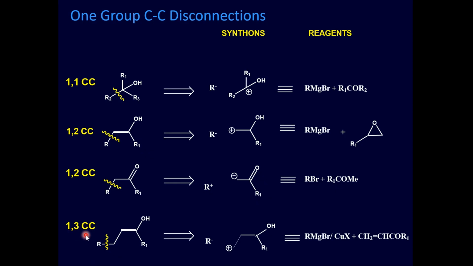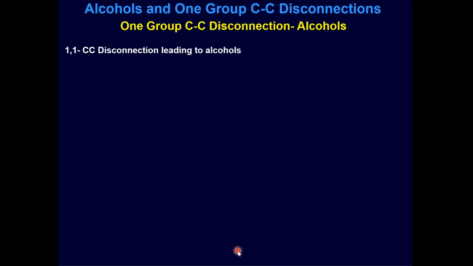I am going to explain these disconnections by using a few more examples. First part is one group CC disconnection leading to alcohols. Here at one position it has a functional group, and at the same one position we have two groups attached to it. I do CC disconnection over here and CC disconnection over here.